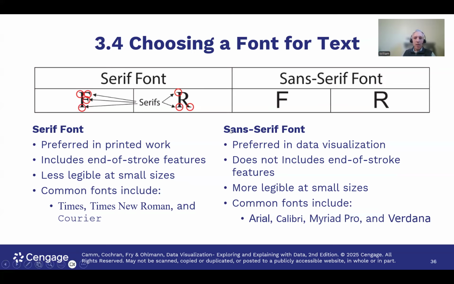Sans serif, sans meaning without, that means there are no serifs. Sort of obvious. So here's an F without the serifs or an R without the serifs, and it's very much preferred in data visualization. The reason is because it works better at small sizes. It works better when it's not printed and you don't know. You might do some visualization that's highly successful, and you think you're just doing it for looking at on a screen, and it makes it into print publication. Common fonts are Arial, which we're probably real familiar with, Calibri, and a few others.